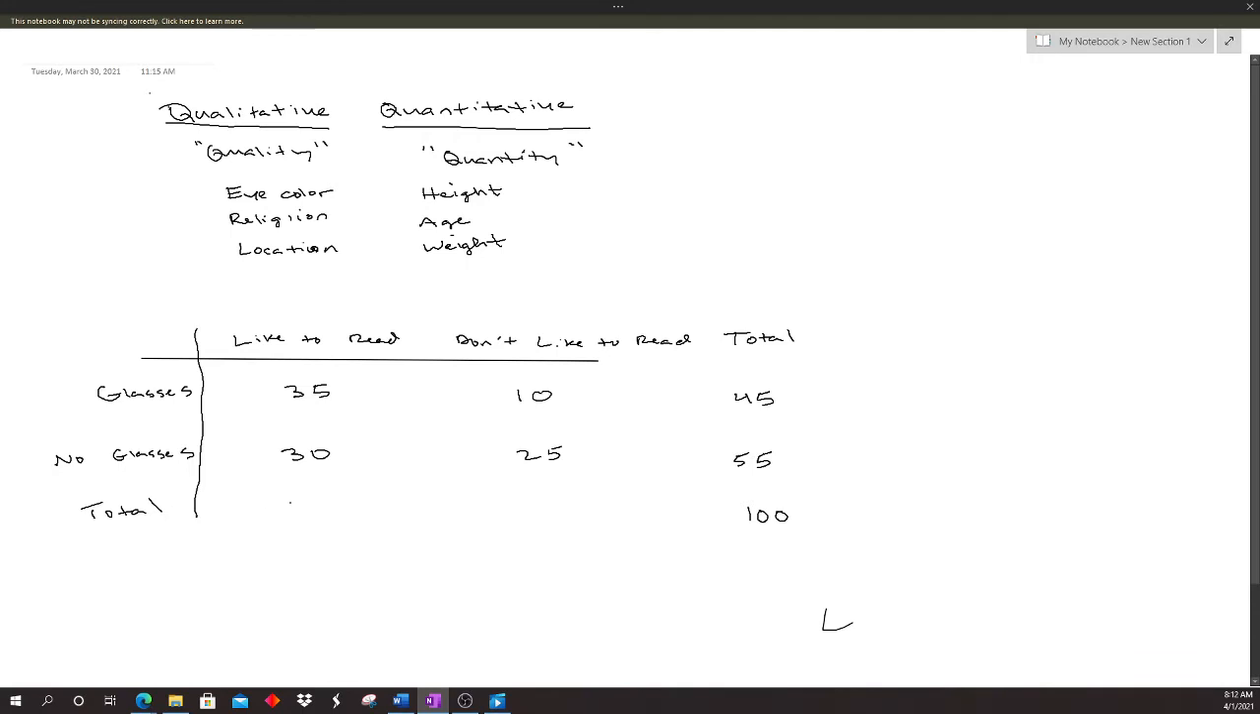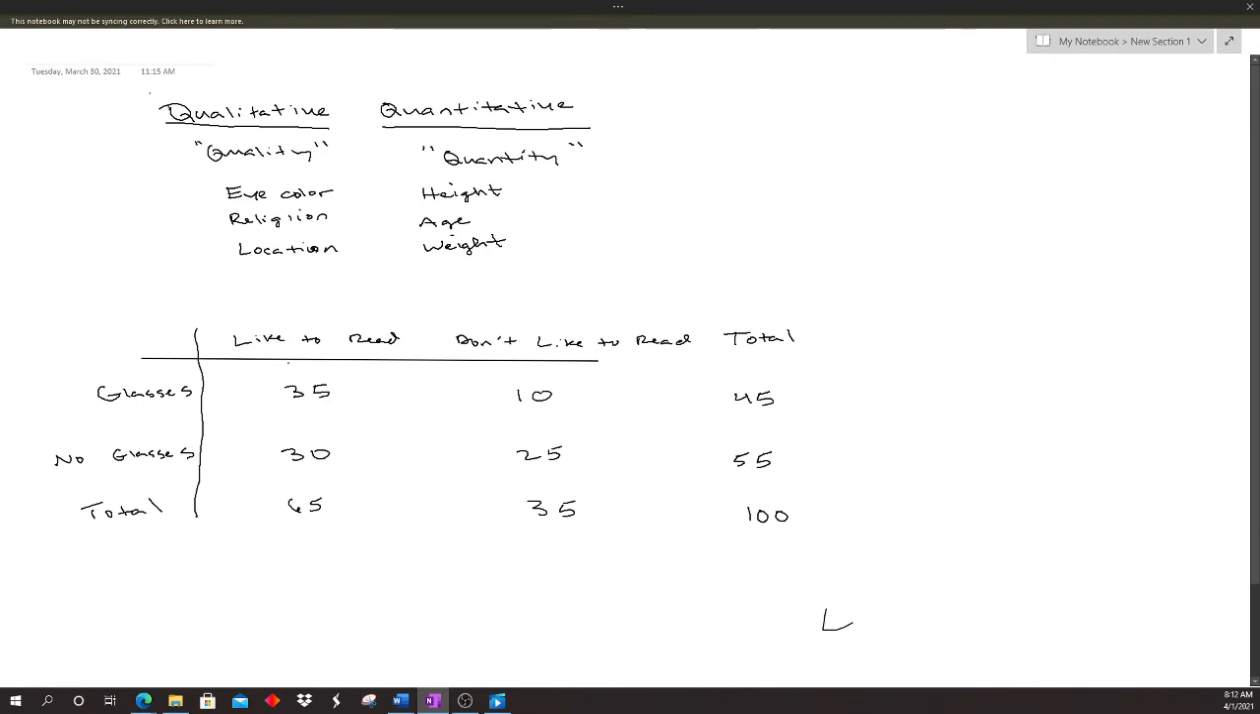And then I'm just adding up each row and column. Now I'm just pulling these examples out of thin air, but again, each row and column should sum. So notice that 35 plus 10 gives me 45, 30 plus 25 gives me 55, and 65 plus 35 gives me 100.